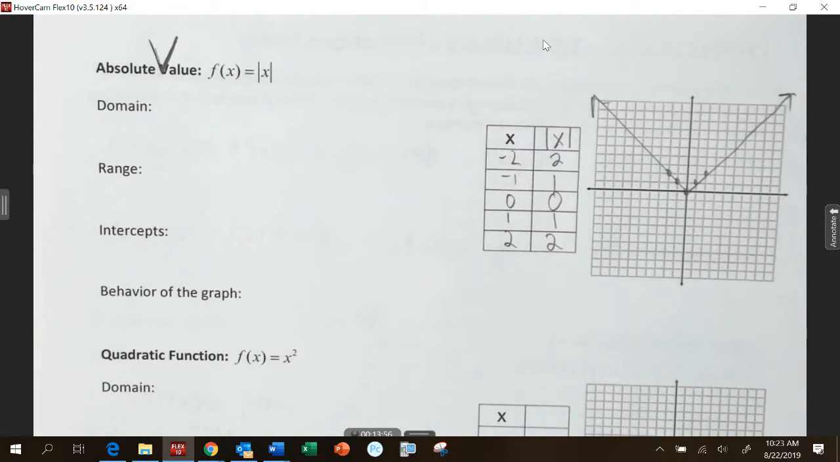Way over there. Somebody want a straight edge? Do you want a straight edge? There you go.